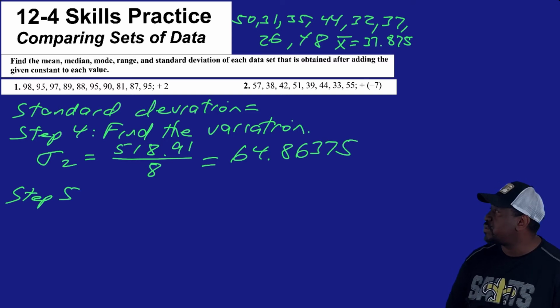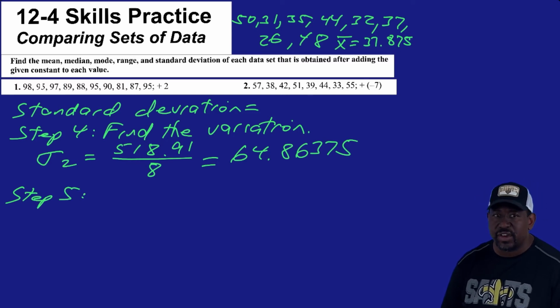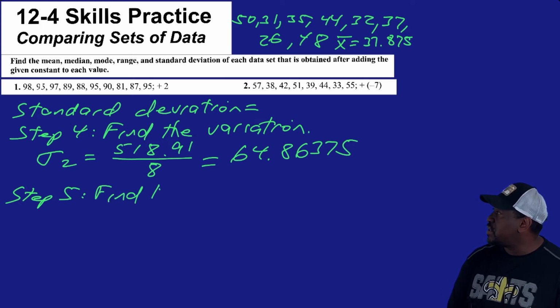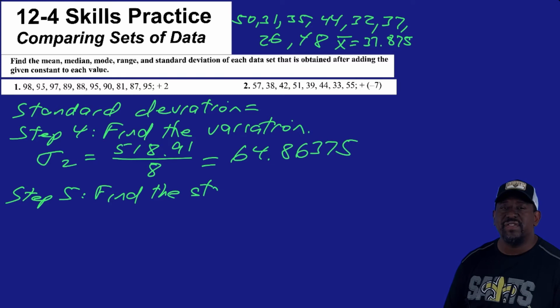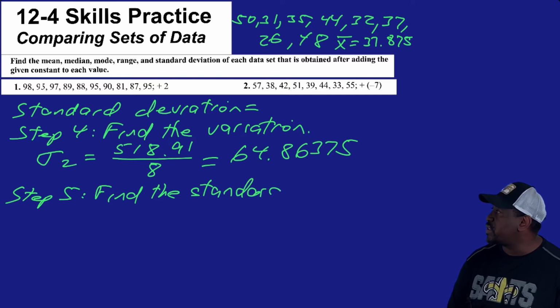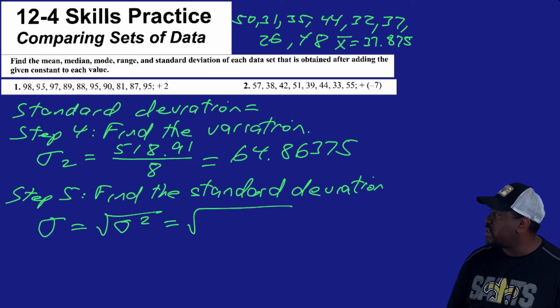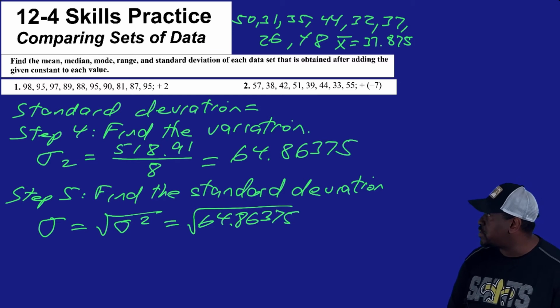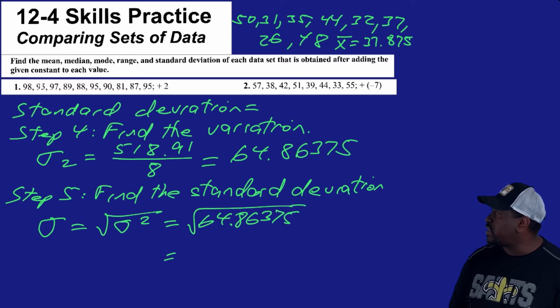So now we're going to take the square root of that value to get our standard deviation, as we did in one of the other videos. So we're going to find the standard deviation. We're going to take the square root of our variation value. Because if you want to get sigma, you take the square root of the variation. I didn't round it because we want to get as exact a value as possible. And so we take the square root of that. We will end up, and we want to round that to the nearest hundredth.